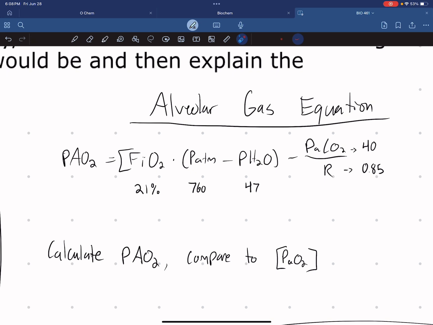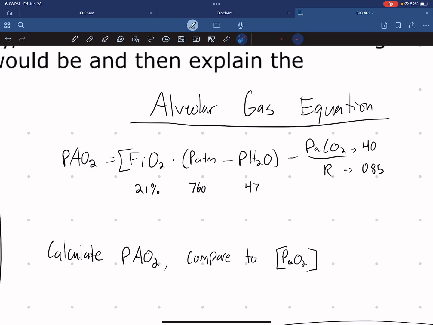And so we know that our inhalation of oxygen is about 21%, like we talked about before, as well as our atmospheric pressure is 760, as well as our partial pressure of water is 47. We know that arterial pressure of carbon dioxide is about 40, like with what we calculated before, and our R value can be represented as 0.85, which is our common value for R.